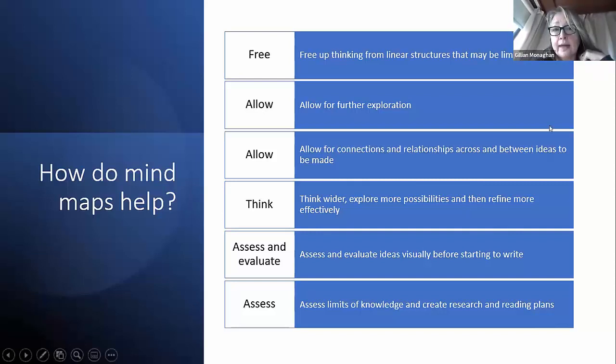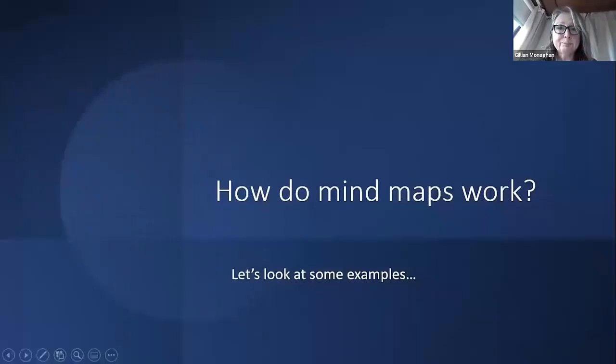You can also then assess and evaluate the ideas that you've visually set out before writing, and you can move things around. And you can do all that before you start writing. And you can also assess the limits of your knowledge. So once you've seen everything, all that you know, all that you've got out there on paper, you can start to decide what you know, what you need to know more about, and you can create a research and a reading plan.